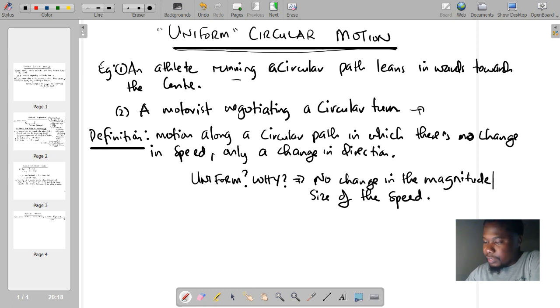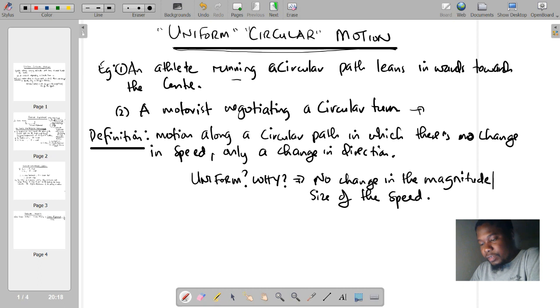The other word that I want you to take note of is circular. That tells us that this type of movement is not linear. You remember the topic we covered in Form 3? It's linear motion, meaning motion in a straight line. But in this case, we're talking about motion in a circular path. That's why it's uniform circular motion.